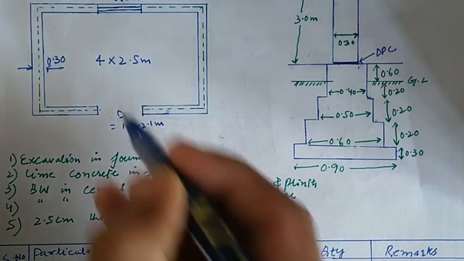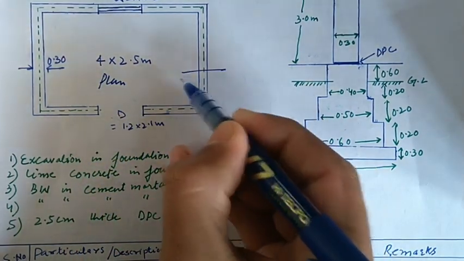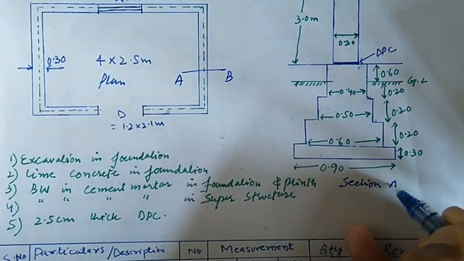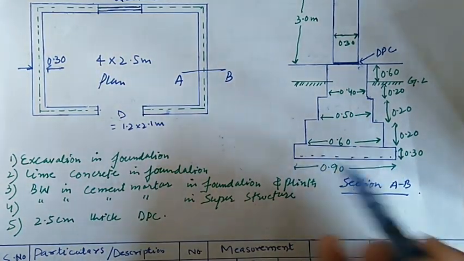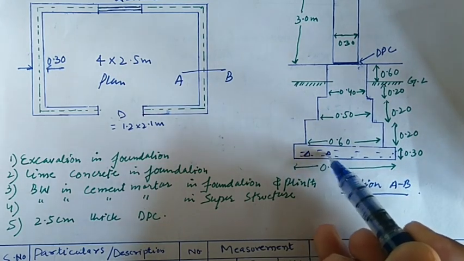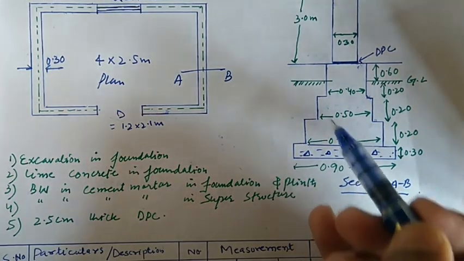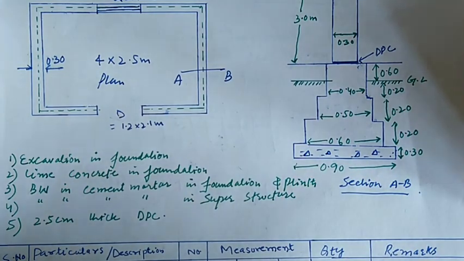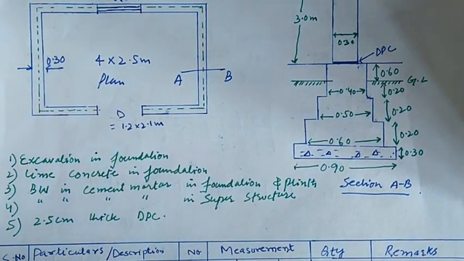And if we see, this is our plan. And then if we try to find out this section, this AB, so this is the section AB, which is here, in which this is the foundation in which the concrete is to be placed. And then we have the first footing, then the second footing, then the plinth and the superstructure. Now one more thing which is given in the question is that in the first footing, second footing and the plinth, the brickwork is done there.